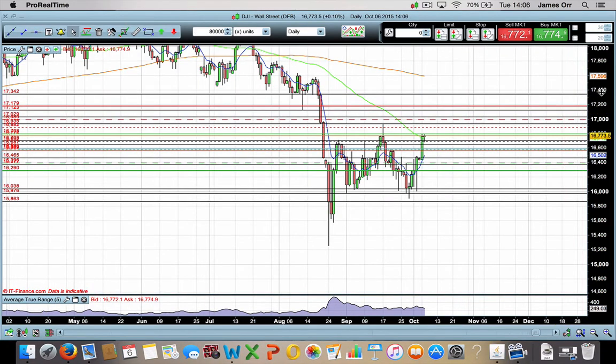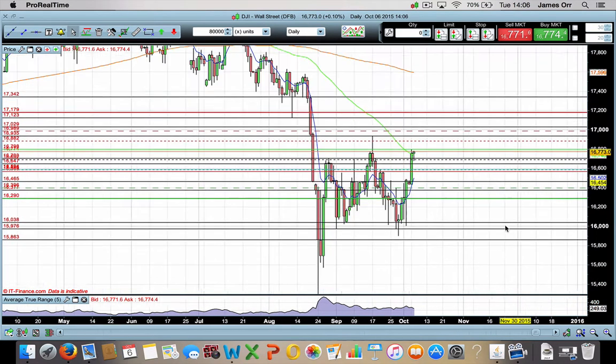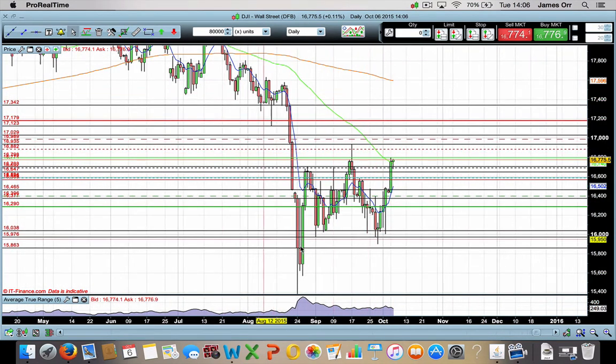Okay, so that's all of my levels inputted onto the Dow Jones now. Looks like a bit of a mash on the screen, but every line means something. I've got key daily levels, I've got pivot points, and I've got key areas from the previous day's price action.